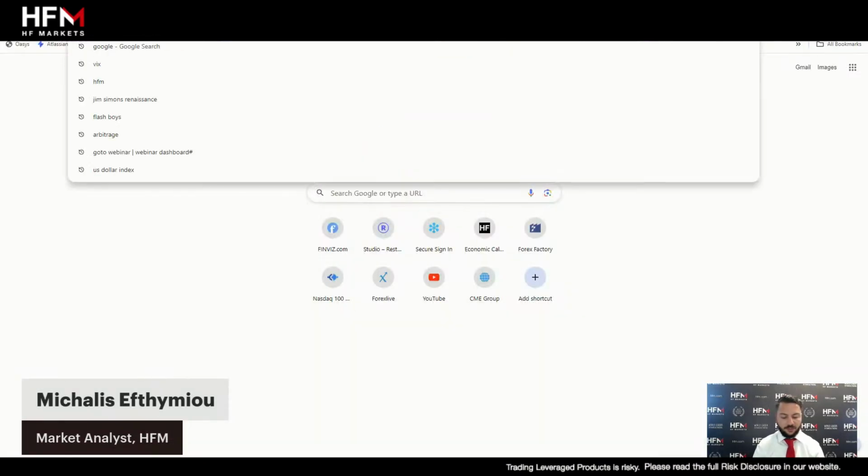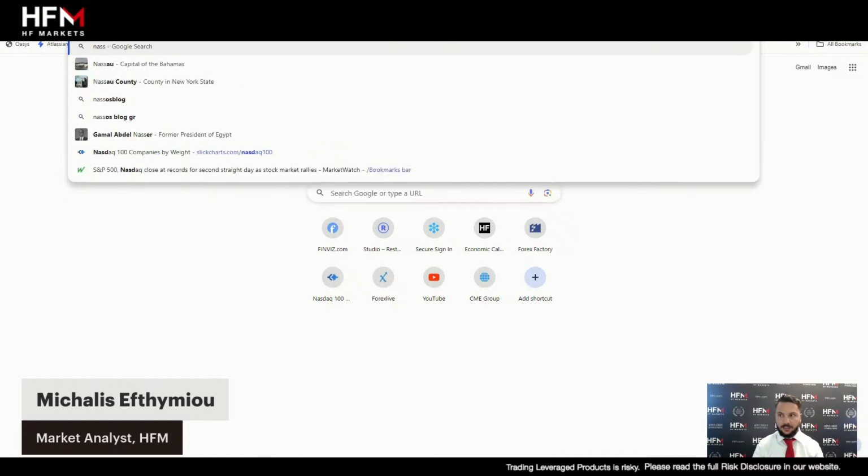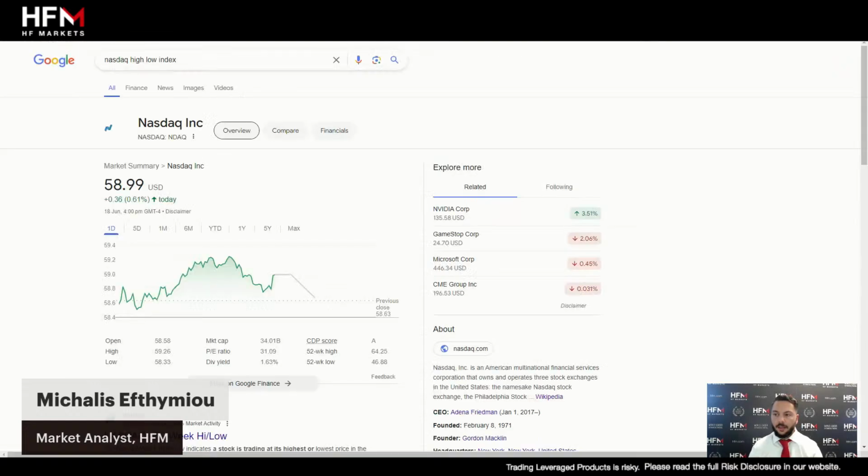Now, the next thing that we can also do is look at the Nasdaq's high-low indicator. So Nasdaq high-low index. Now, this will start to move when the market opens. What does this basically do? This is comparing the amount of stocks at a 52-week high and the amount of stocks at a 52-week low within the Nasdaq. Now, if it's above 50, it indicates that the price and sentiment towards the Nasdaq is strong. So at the moment, it's above 50.